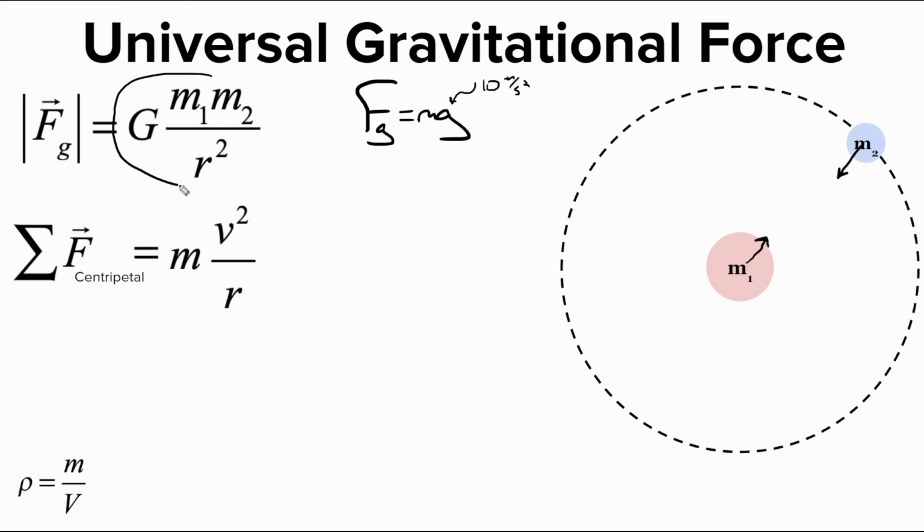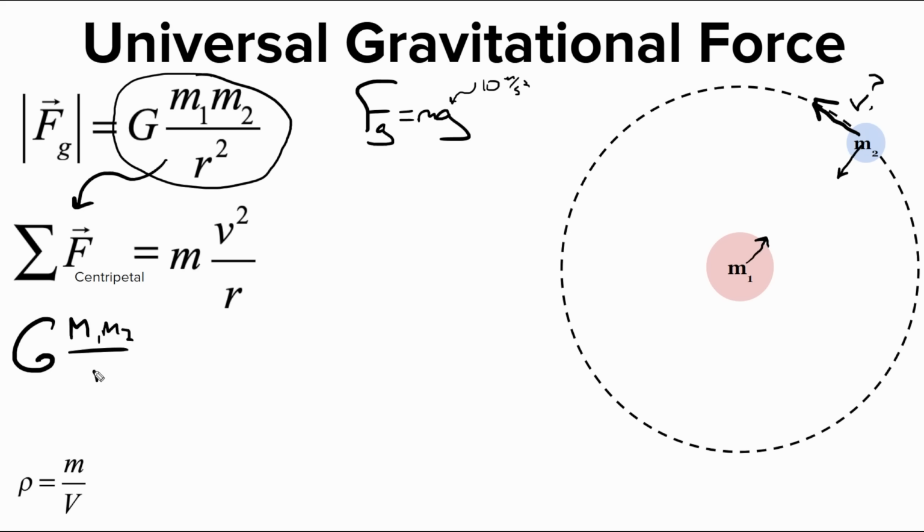So what do you do with this formula? Well, look at objects orbit. Celestial objects orbit in a circle. So this is a centripetal problem. Let's say I wanted to know the speed. How fast is M2 going in this circle? Well, you'd plug this into here. You'd get big G, mass 1, mass 2 over r squared.